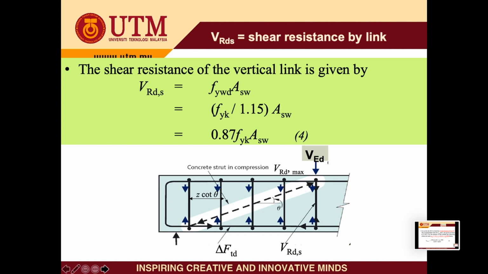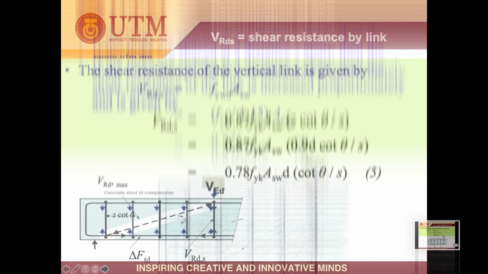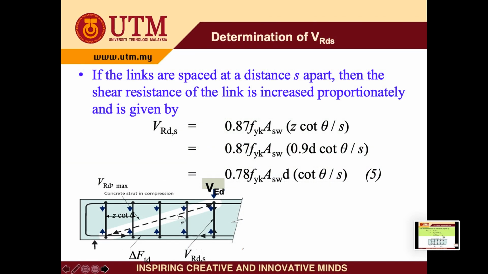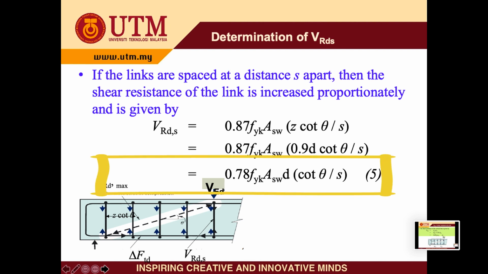The shear resistance from the link is given by VRd,s, and it is equal to fywd, the stress in the link, times the area of the link. Area here is the area of the legs of the shear link. Equation 5 is the force in the link that takes into account the spacing of the link and will be used throughout the design of the shear link.